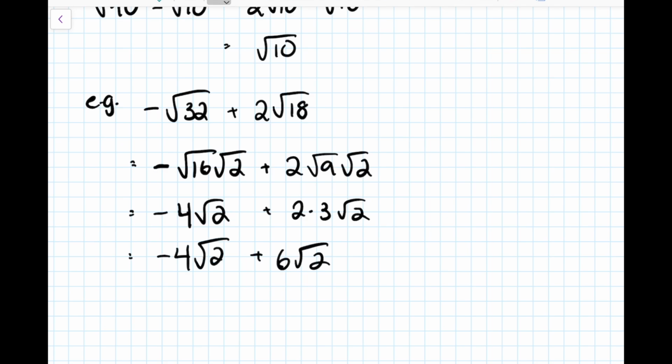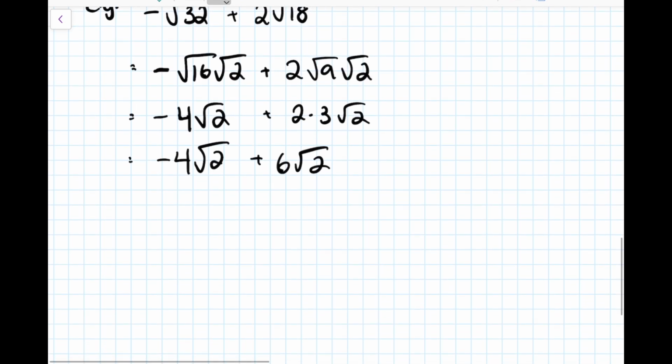You could absolutely do that with prime factorization as well. So if that's the route you're taking, don't sweat it. It works just as well. And now negative 4 root 2 plus 6 root 2 is going to get me 2 root 2. And done. Problem solved.